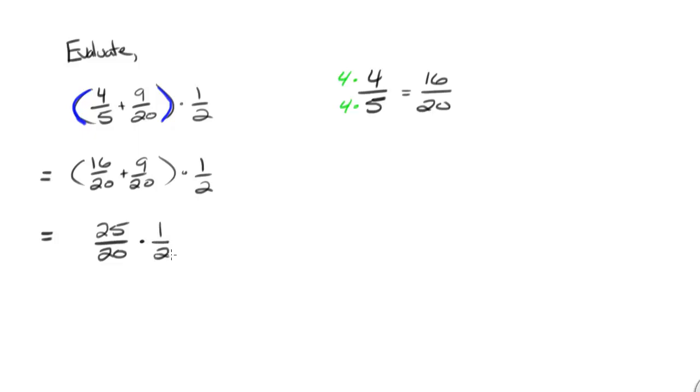Now I'm going to take that result of the addition and multiply it by 1/2. When I multiply fractions, I just multiply straight across. So in the numerator, I have 25 times 1 to get 25, and the denominator is 20 times 2 to get 40. The only last step is always to reduce as much as possible. In this case, I'm going to divide both the numerator and the denominator by 5, because 5 divides both of them. And what I would get is 5/8. And that is my final answer to this problem.